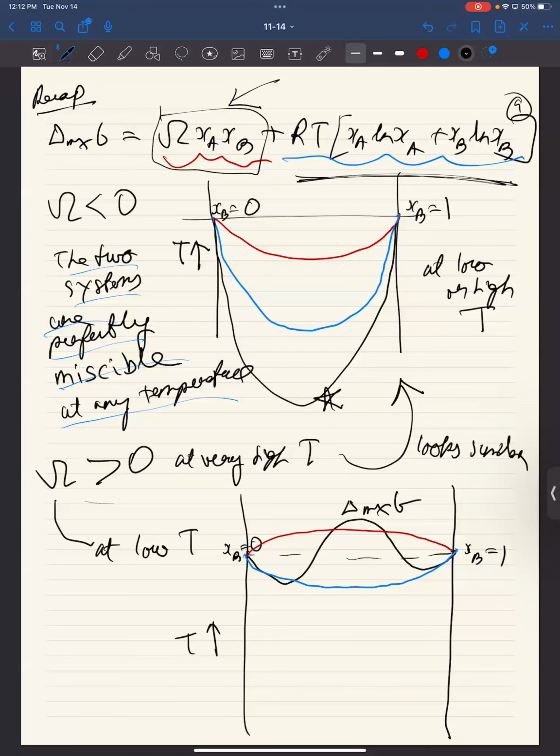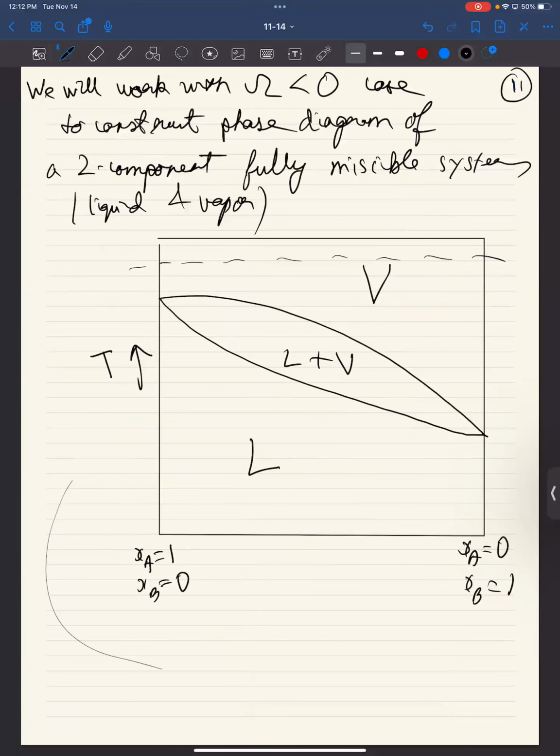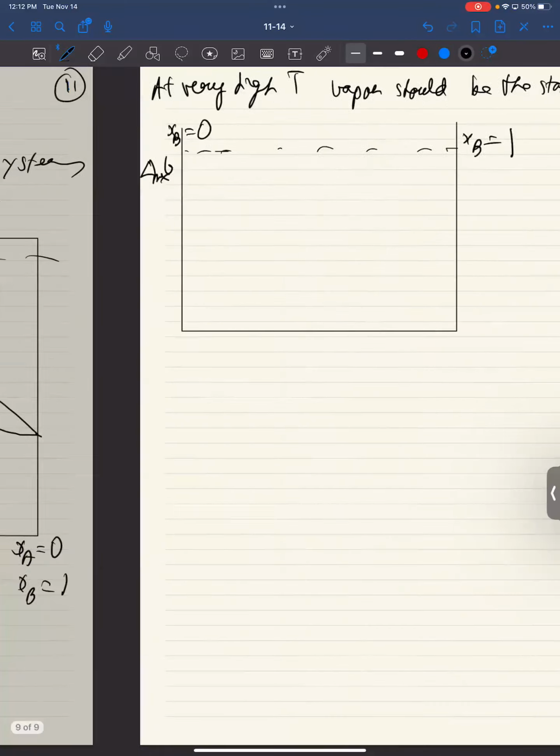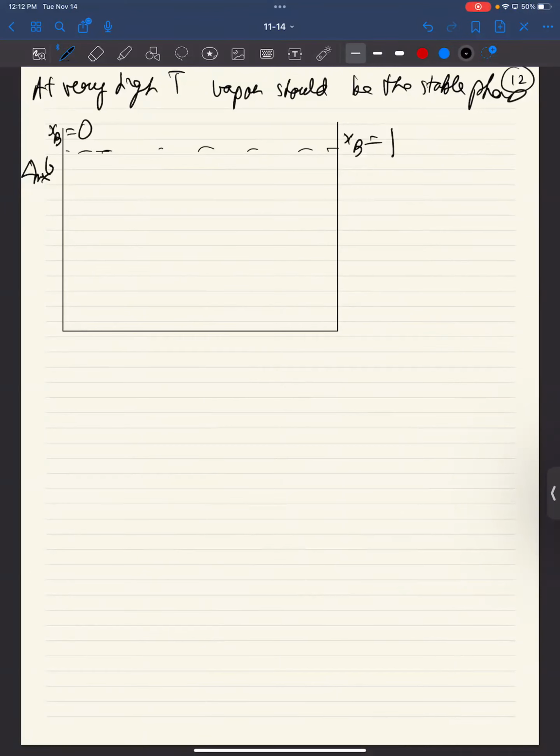And we are talking about the phase diagram, and all of, by the way, I should have been clear. This is at a fixed pressure, right? So at a fixed pressure and at a very high temperature, which phase should be the most stable phase? Which state function should we look at? Gibbs free energy, right? Because we are talking about pressure and temperature. And if at very high temperature, only vapor exists, what does it tell us about the free energy of vapor relative to free energy of liquid? Vapor free energy should always be lower, right?